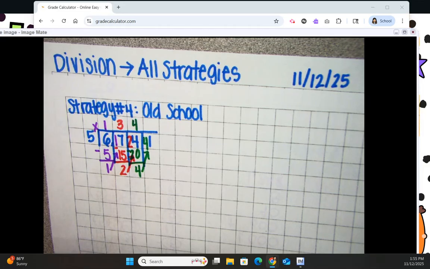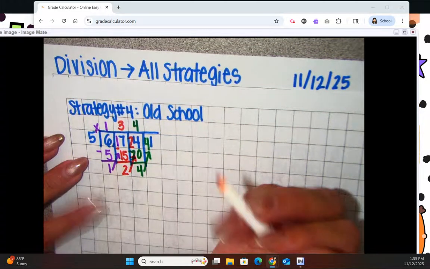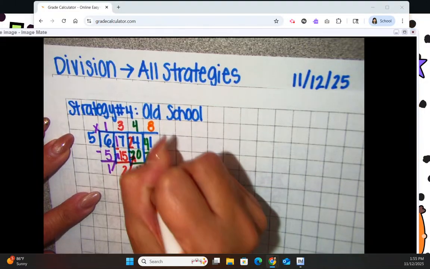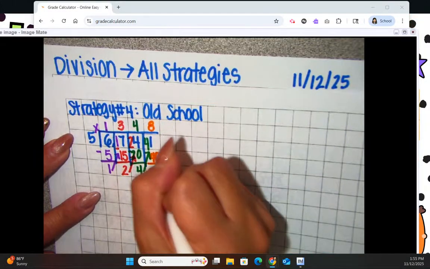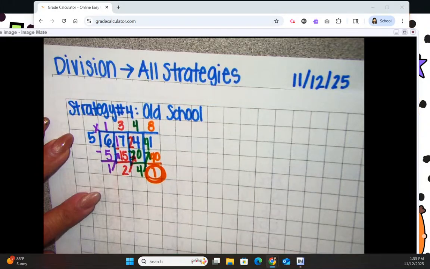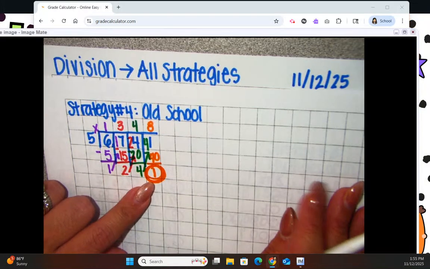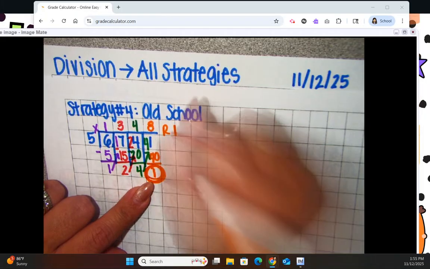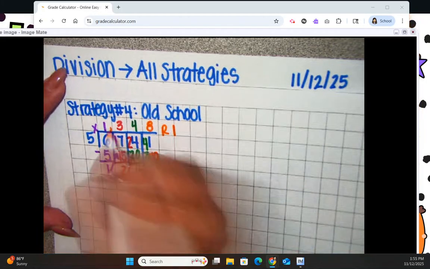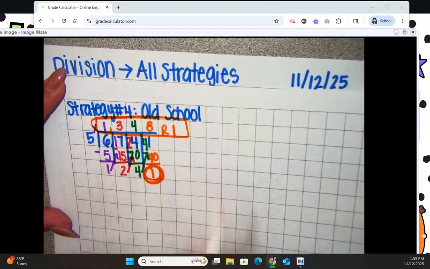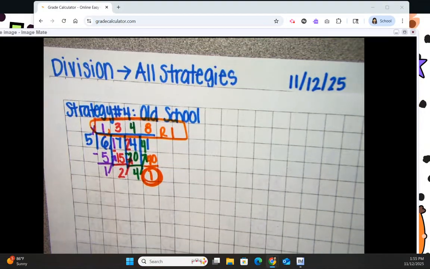If I have 41 sticks, how many groups of 5 can I build? That means I'm going to use 40 sticks and have 1 left over. Now I always circle the last one, guys, because it's super easy to leave it behind. So my quotient is 1,348, remainder 1.